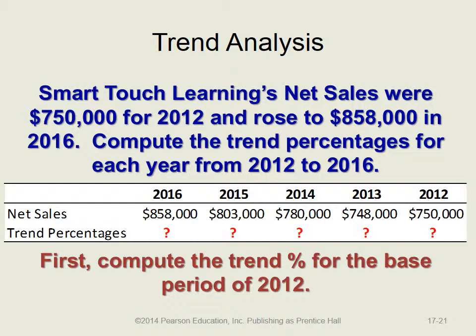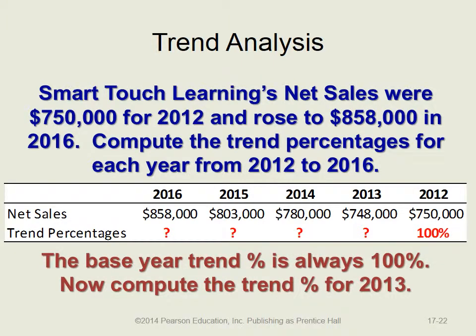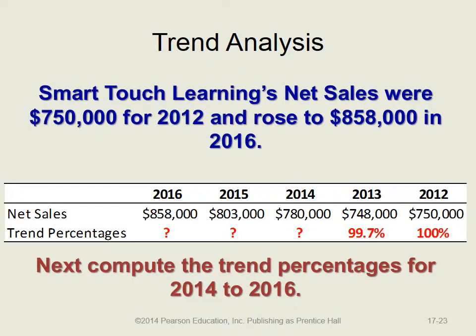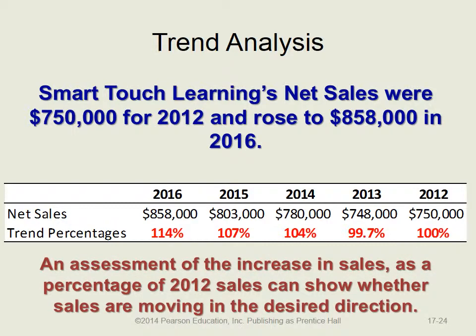So in this example, we see that Smart Touch Learning has provided its net sales amounts for each of the past 5 years. For trend analysis purposes, we will use 2012, which is the first year presented here, as the base year. The base year trend percentage is 100% because it's just 750,000 divided by 750,000, or 1, which is 100%. Next, if we look at the trend percentage, we see that sales were only 99.7% of the 2012 sales. Then we look at 2014 through 2016. When we compute the trend percentages all the way out to 2016, we can see that the general trend is constantly increasing sales as a percent of the 2012 base year sales.